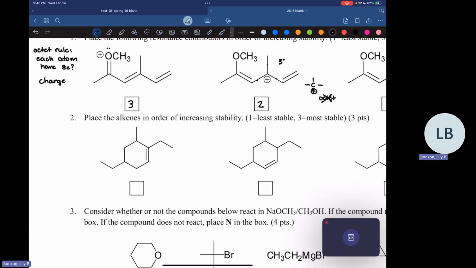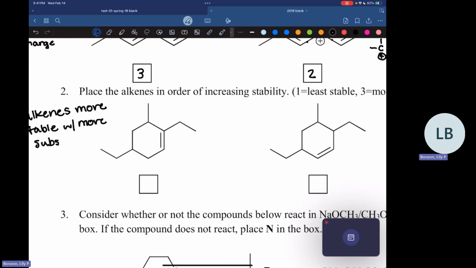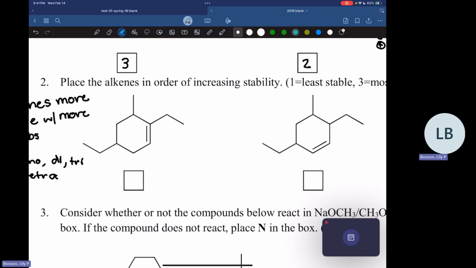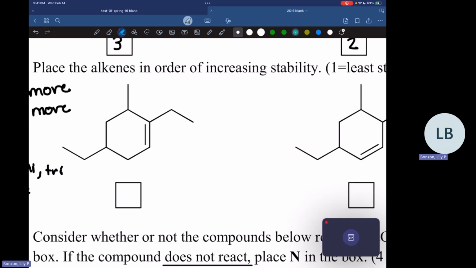Okay, so we've got some more stability that we got to look at, alkenes. So for alkene stability, alkenes are more stable with more subs. So we're just going to look at all of these alkenes and see if they are mono, di, tri, or tetrasub. And that just means the R groups that they have coming off of them. So looking at this first structure on the left, we've got our alkene over here on the right, and we're just going to look at the groups that come off of it. So this is going to be a tri-substituted alkene.